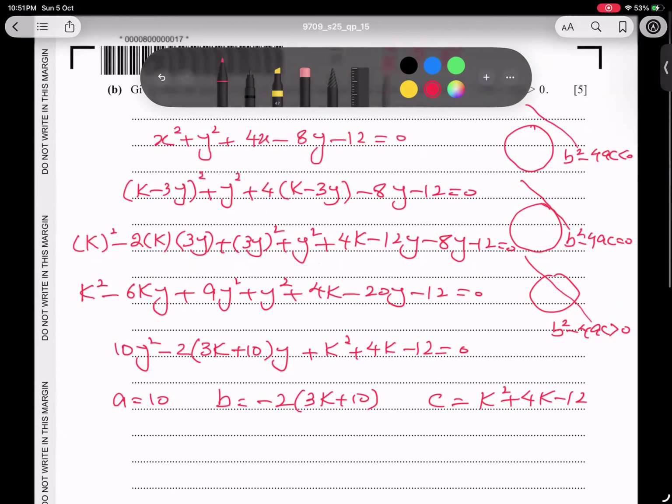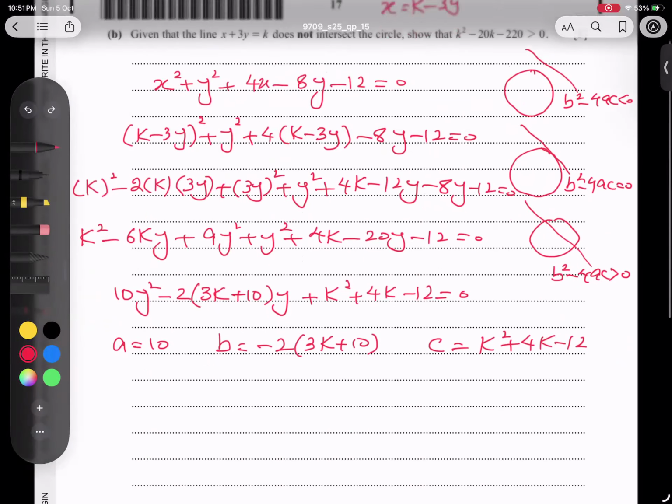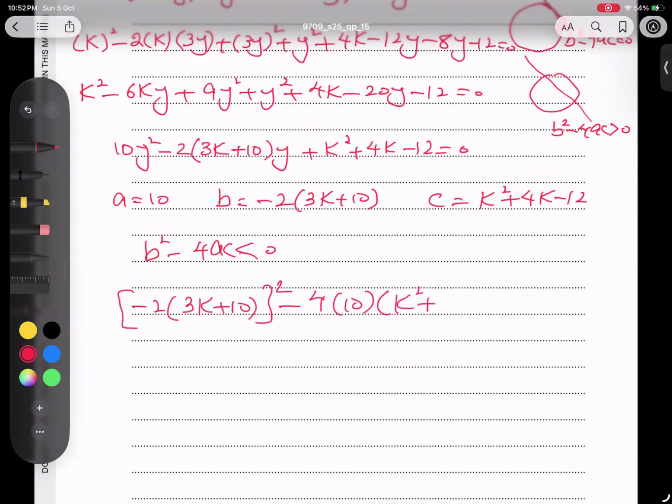So now, what is the story? Because he said on top that it does not intersect, I will take less than 0. So let's apply: b squared minus 4ac less than 0. b is this complete expression, with a lot of algebra still there, and power 2 on top. The a value is 10. The c value is k to power 2 plus 4k minus 12, and less than 0.